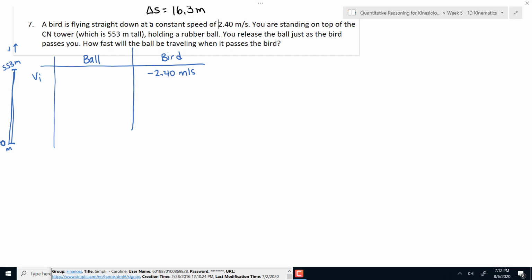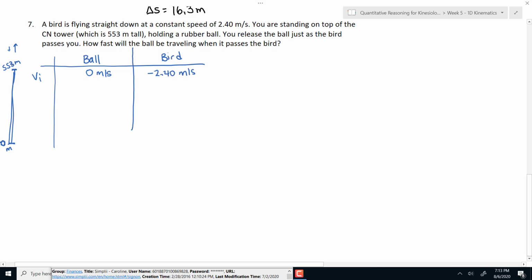You are standing on top of the CN Tower, which is 553 meters tall, holding a rubber ball. You release the ball just as the bird passes you. Okay, so then the initial velocity of the ball, if you just released it, you just dropped it. You didn't throw it, you just let go of it. The initial velocity of the ball is then just 0 meters per second.